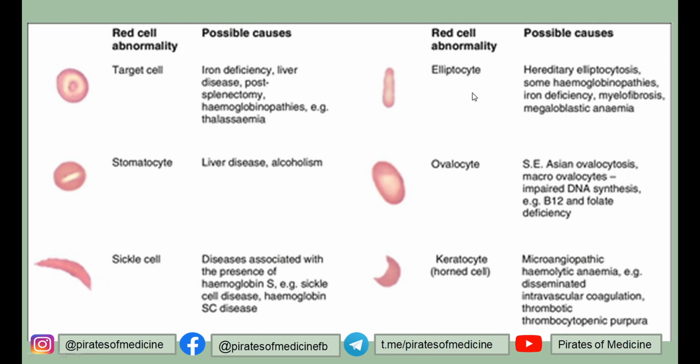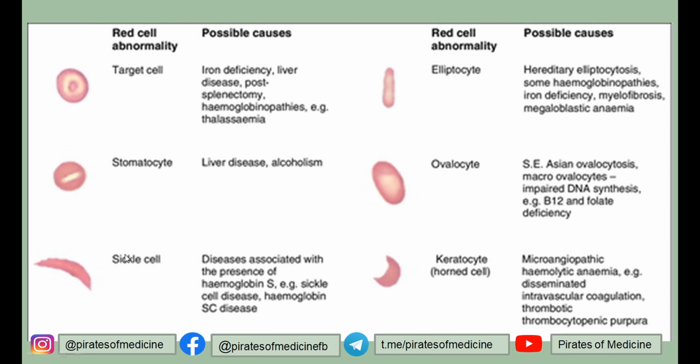Then we have the shape of an elliptocyte. It is seen classically in hereditary elliptocytosis, in some hemoglobinopathies, sometimes in iron deficiency anemias, in myelofibrosis and megaloblastic anemias as well. Then we have stomatocyte shape. You can see this in liver diseases and alcoholism. Then we have ovalocyte. It is seen in Southeast Asian ovalocytosis, sometimes in impaired DNA synthesis related macroovalocytes like in B12 and folate deficiency anemias.